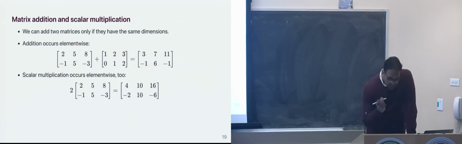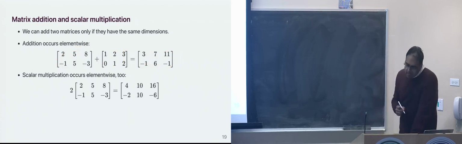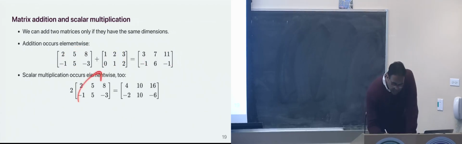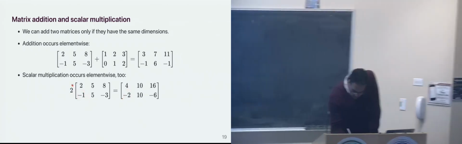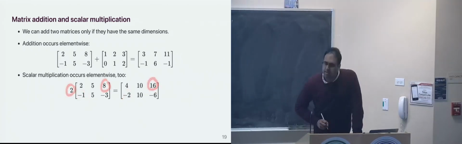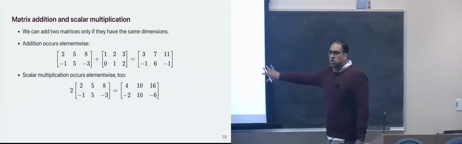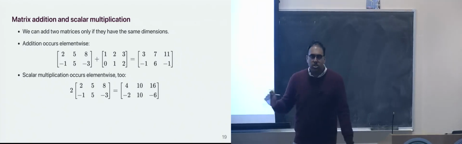For example, 5 here plus 2 here gives us a 7 in that same position. Or -3 plus 2 gives us a -1 in that same position. Okay? Are we comfortable with how to add 2 matrices element-wise? Great. Scalar multiplication occurs element-wise as well. So if I multiply this matrix by the number 2, all it's going to do is multiply each individual element by 2. So like 2 times -1 gives me -2, or 2 times 8 gives me 16. We're comfortable with addition and scalar multiplication?